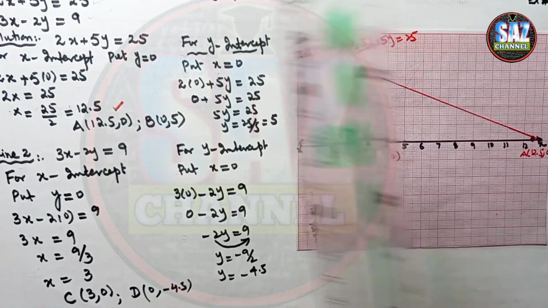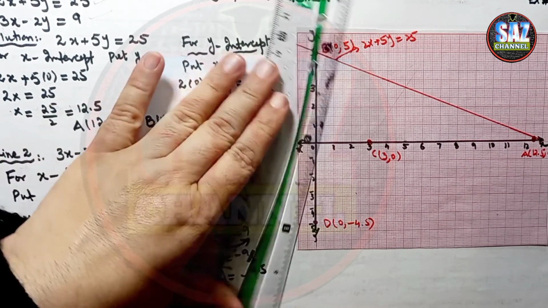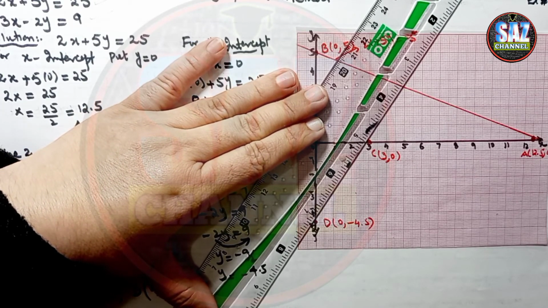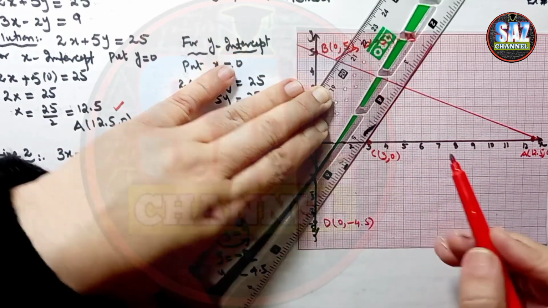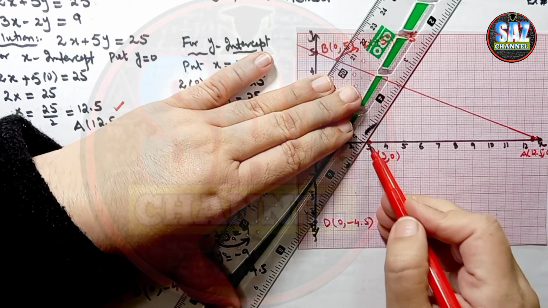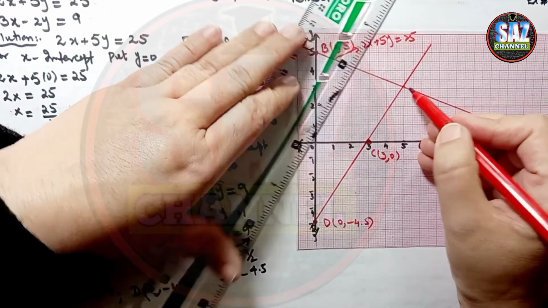Now let me draw the line carefully that will pass through these 2 points. Let me fix the ruler. It should not move at all. And the line will be like this.